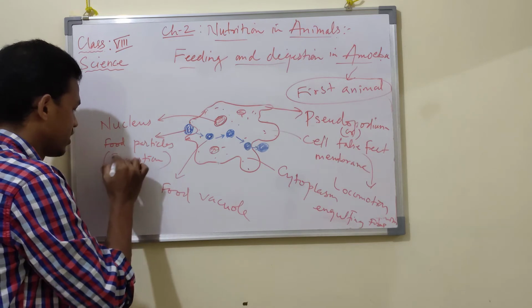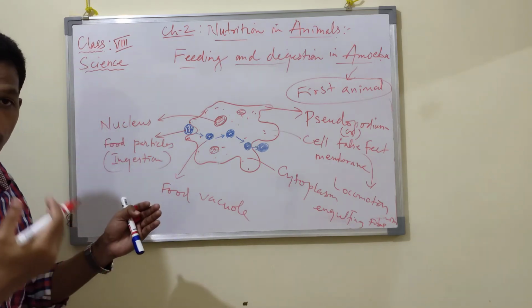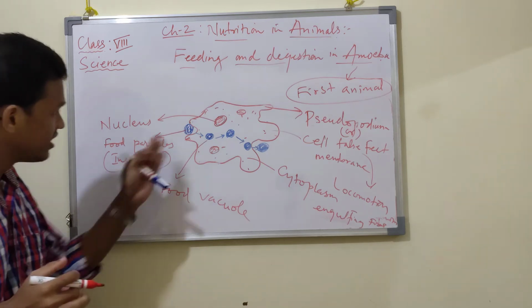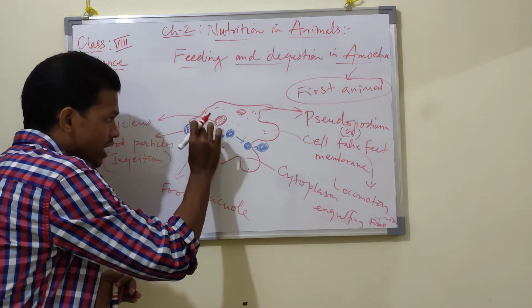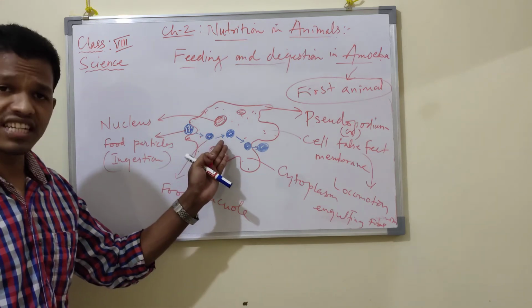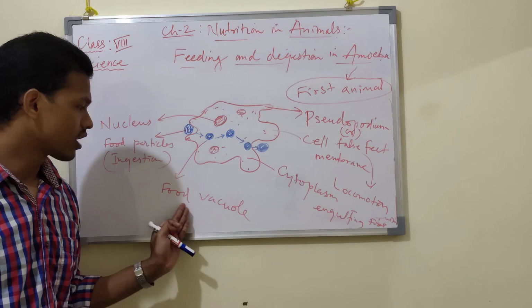Ingestion process. We already discussed the digestive system in humans, where ingestion happens through our mouth. Here they ingest by engulfing with the help of pseudopodia. They will engulf the food, and it will enter inside the body of the amoeba and stay as a food vacuole.